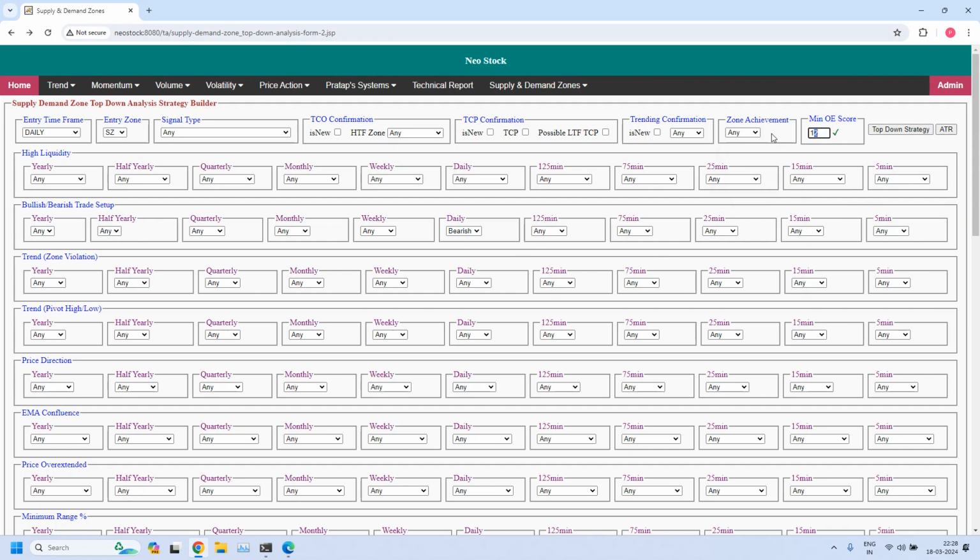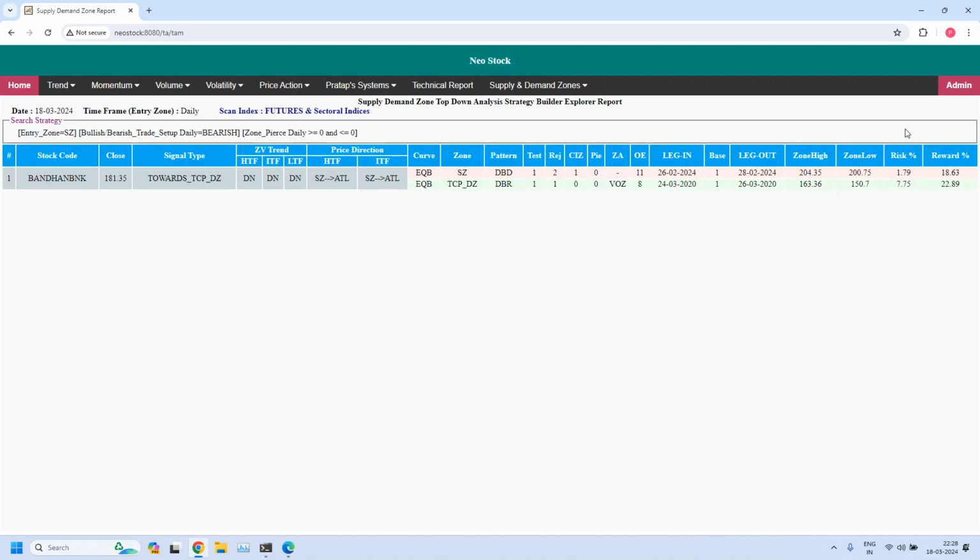If I remove these conditions, let us check if anything is there. You got one stock, Bandhan Bank. Why is this not filtered? Because it is having odd enhancer score as 11 instead of minimum 12. 11 is there. That's why earlier it was filtered.